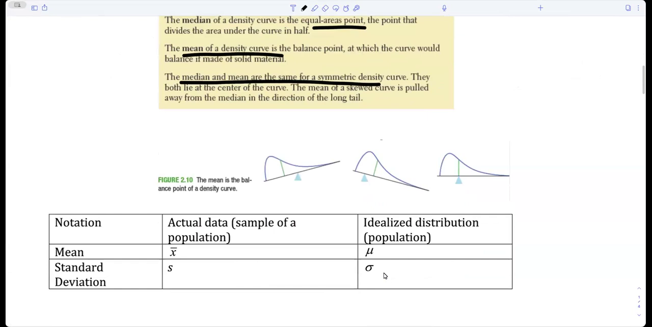But first, the notation. So we have the mean and standard deviation. If the data is coming from a sample, then the mean is designated by x bar and the standard deviation is designated by s. If it is coming from the population, then the mean is designated by the Greek letter. Anybody know this? It's mu. It's the Greek letter m for mean.